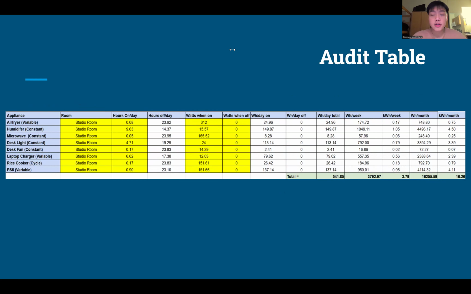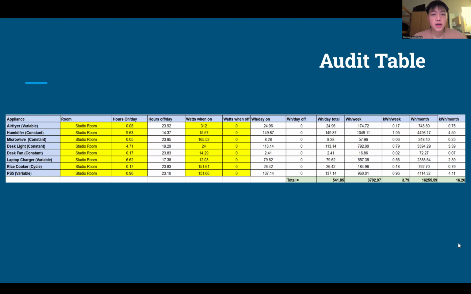And this is my audit table. I used the video that was provided through Canvas to calculate this, and I basically just followed the video and made this.